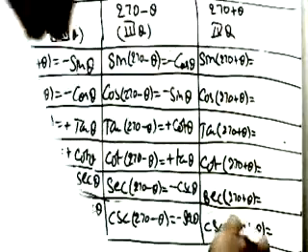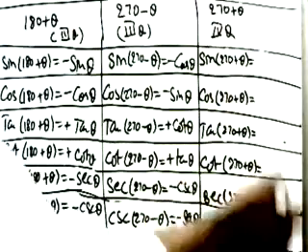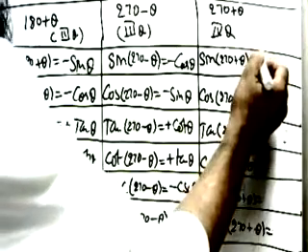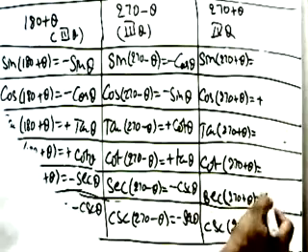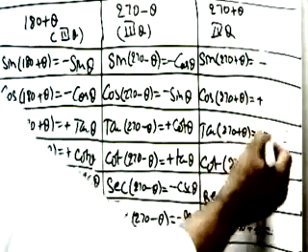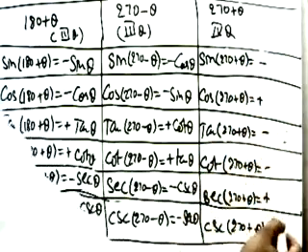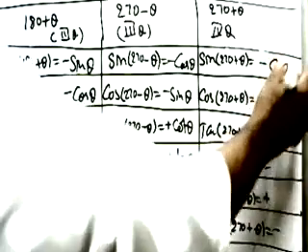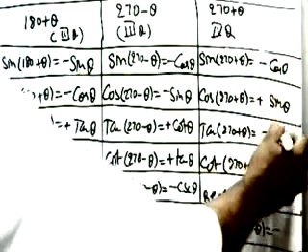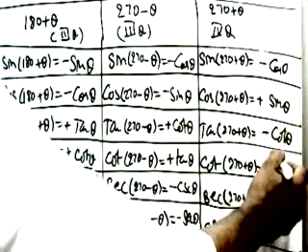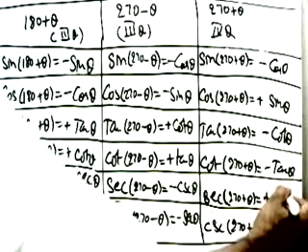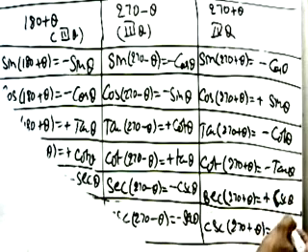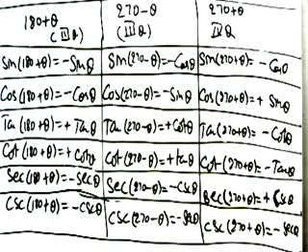And then lastly, for 270 plus theta, this is the fourth quadrant. So in the fourth quadrant cos is positive, its reciprocal secant is positive, whereas the others are negative. Now sine changes to cos theta, cos changes to sine theta, tan changes to cot, cot changes to tan theta, sec changes to cosec theta, and cosec changes to sec theta. So let me practice this.